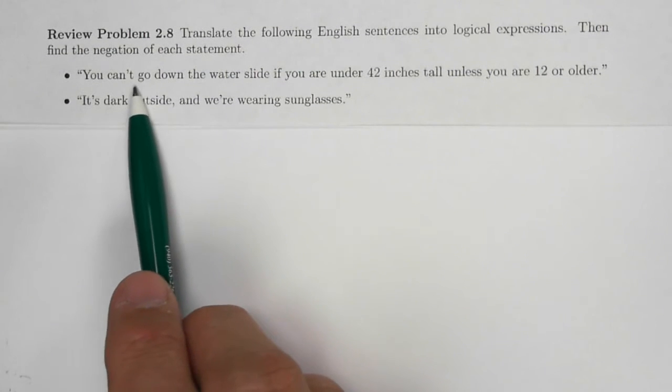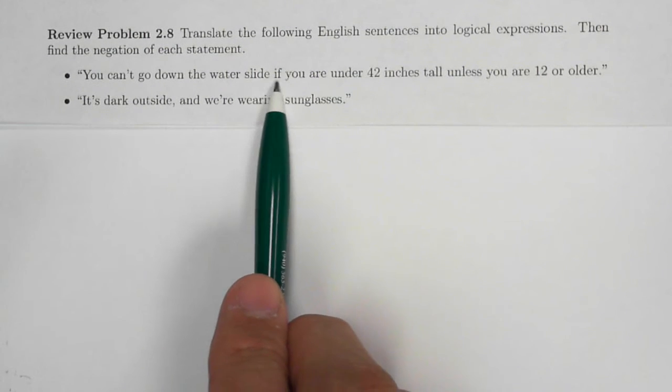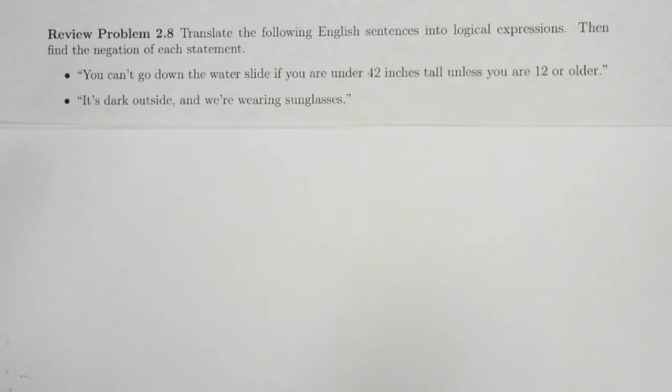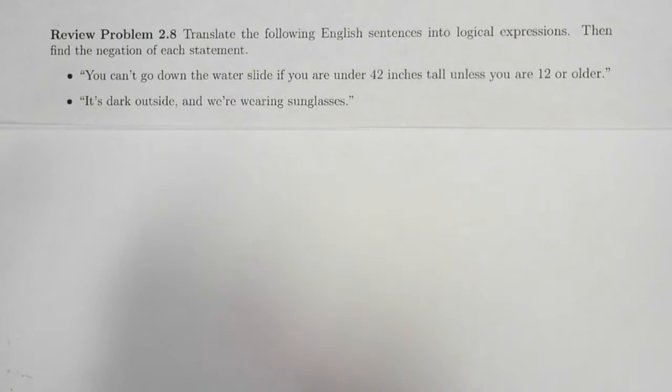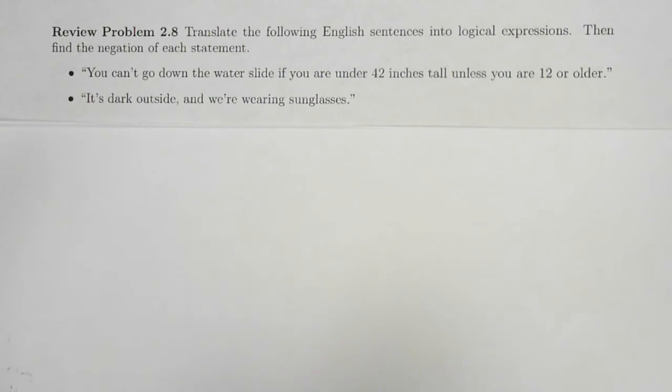All right, let's turn these English statements into logical expressions. First off, you can't go down the water slide if you're under 42 inches tall unless you are 12 or older. So let's break this up into its constituent parts.